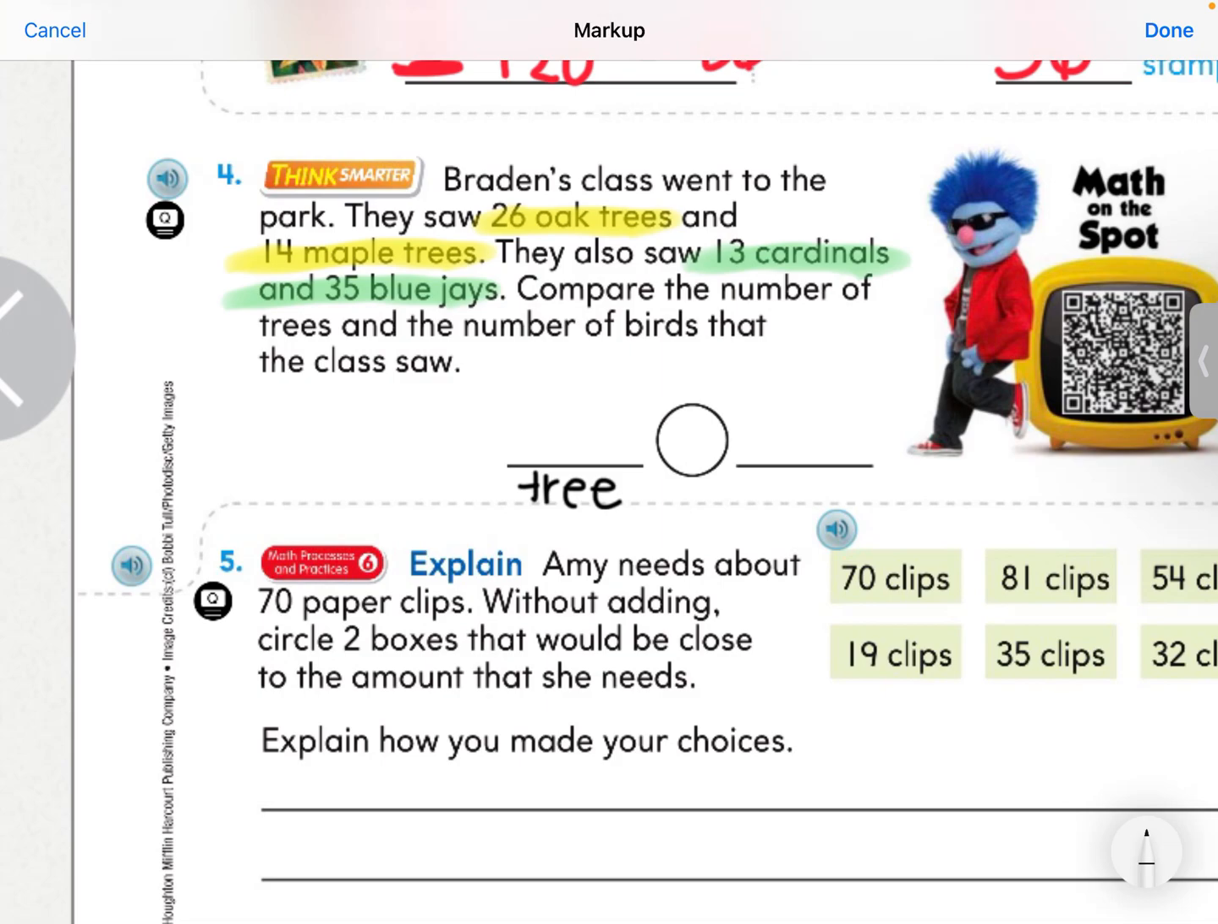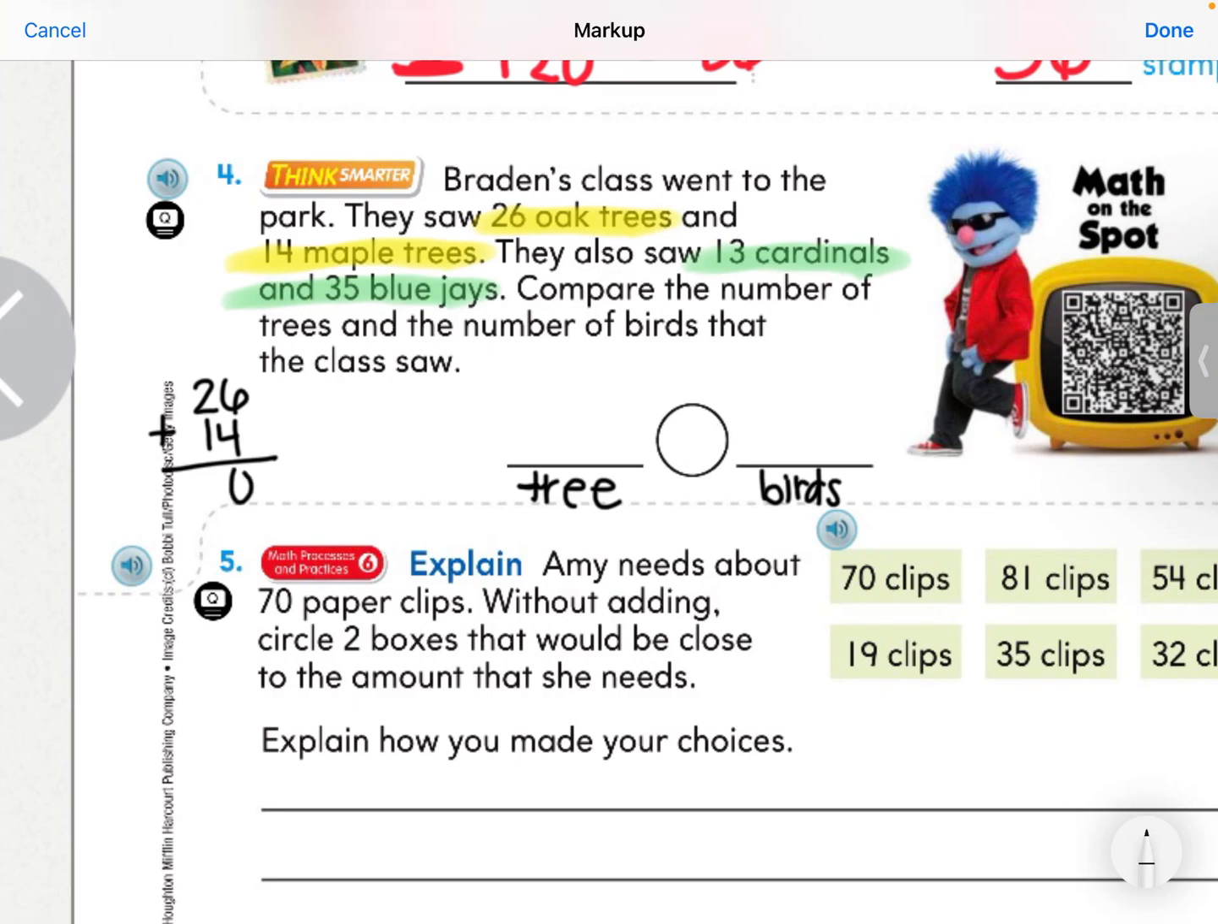That's where my total number of trees are going to go. Underneath the next line, I'm going to write birds. That's where my total number of birds is going to go. Do I know my totals yet? No, I have to solve for my totals. I'm going to put 26 plus 14 together because that's going to equal the total number of trees that I saw. Go ahead and write your addition sentence.